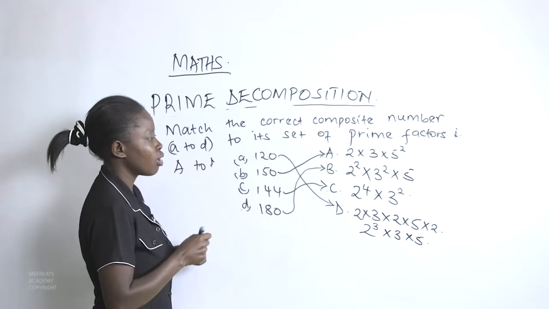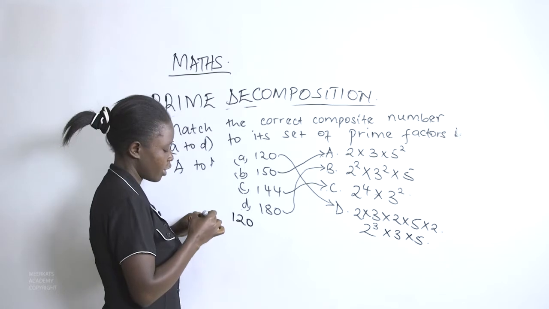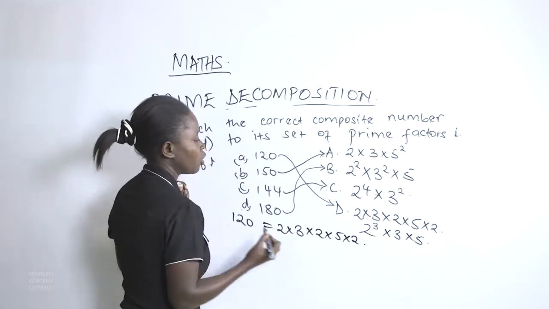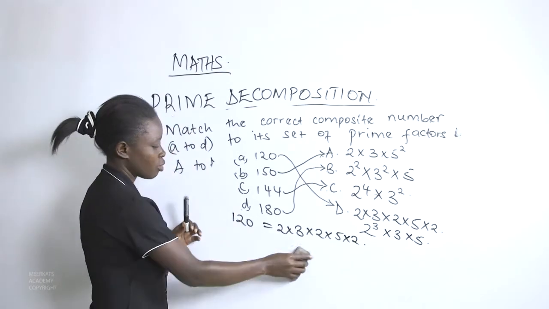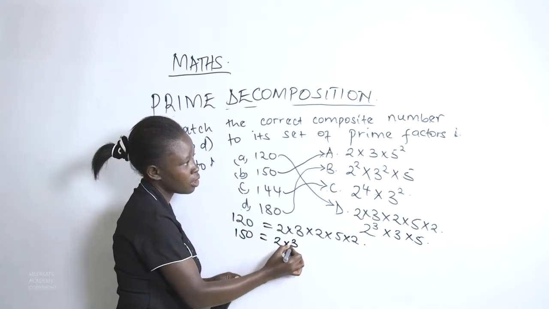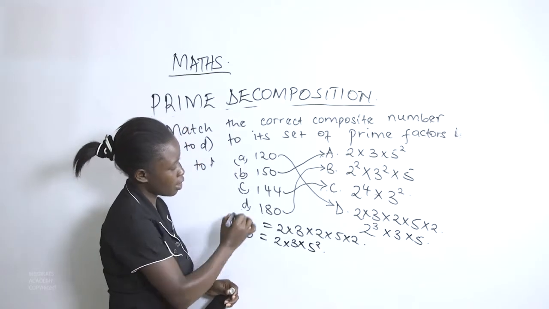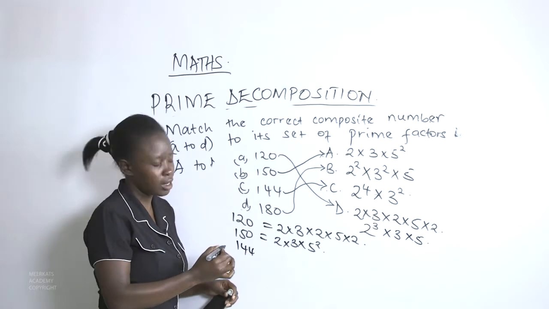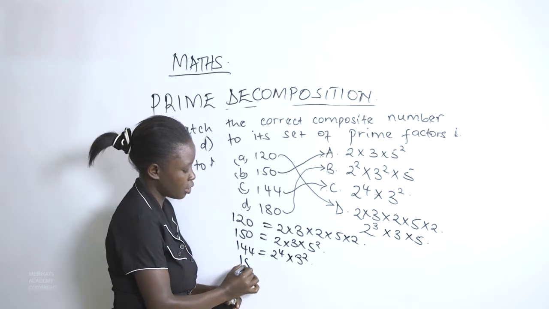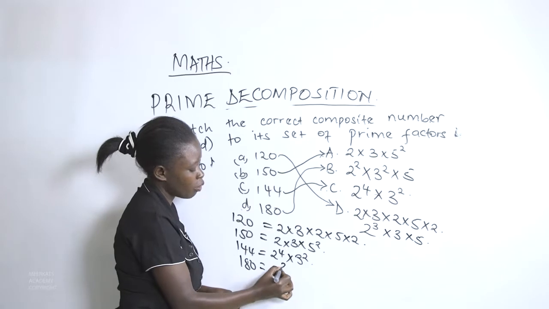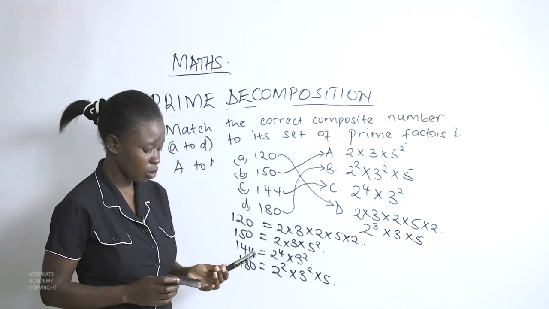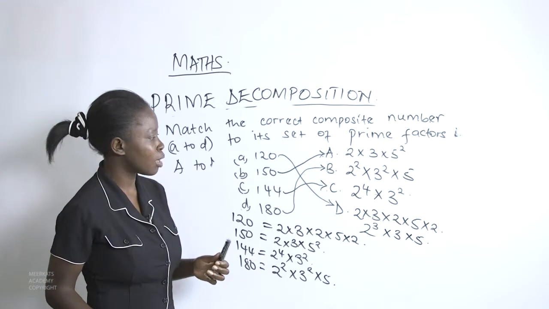So transferring my answers, we've talked about 120. The prime factors representing 120 are 2 times 3 times 2 times 5 times 2. Another number we were having is 150. The prime factors representing 150: 150 is the same as 2 times 3 times 5 squared. Then another number is 144. So 144 will be represented by 2 to the power of 4 times 3 to the power of 2. Then finally 180 is represented by 2 to the power of 2 times 3 to the power of 2 times 5. So those are the prime factors representing the composite numbers in each case.